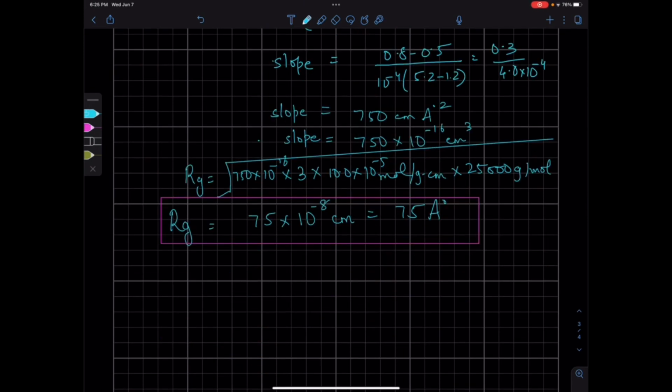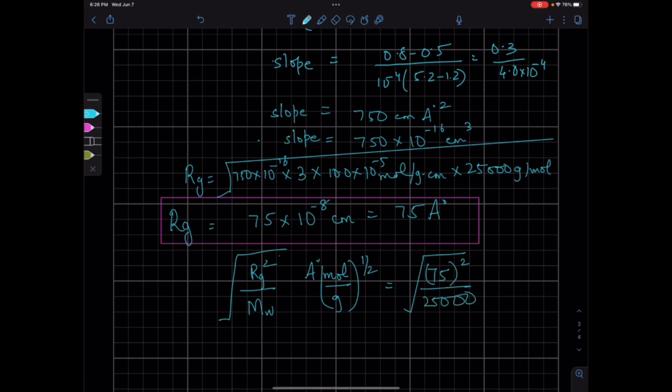We can compute the square root of Rg squared over Mw, which is a constant for a given polymer and is usually expressed in angstrom mole per gram to the power half. So that would be the square root of 75 squared over 25,000, which is 0.474.